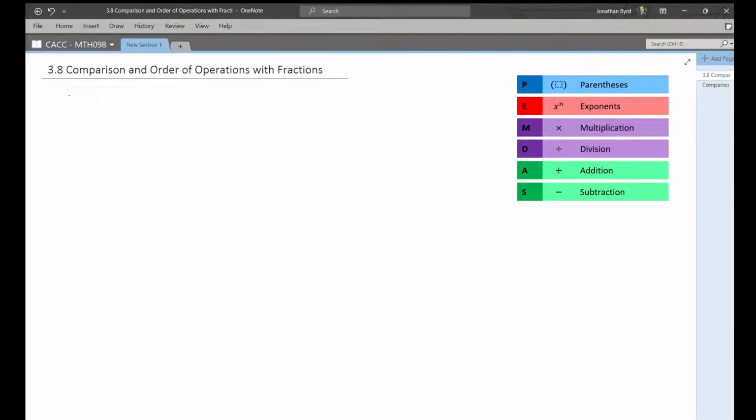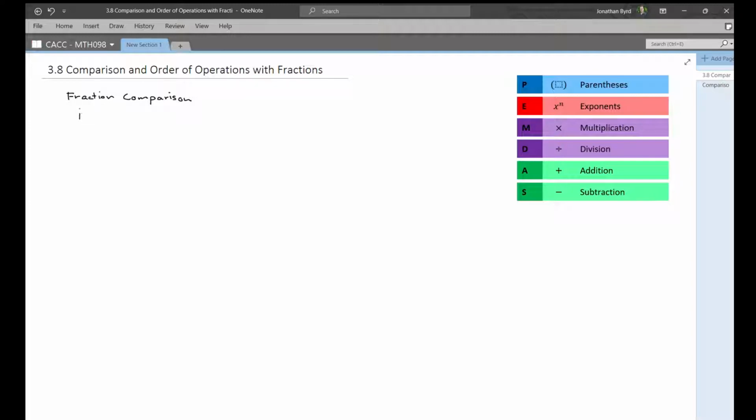Okay, in section 3.8, we're talking about comparison and order of operations with fractions. So to start with, I want to talk about fraction comparison, first part of the lesson. And what we mean by that is if we're given some number of fractions, we want to be able to either order them by size or maybe tell which one is the largest.